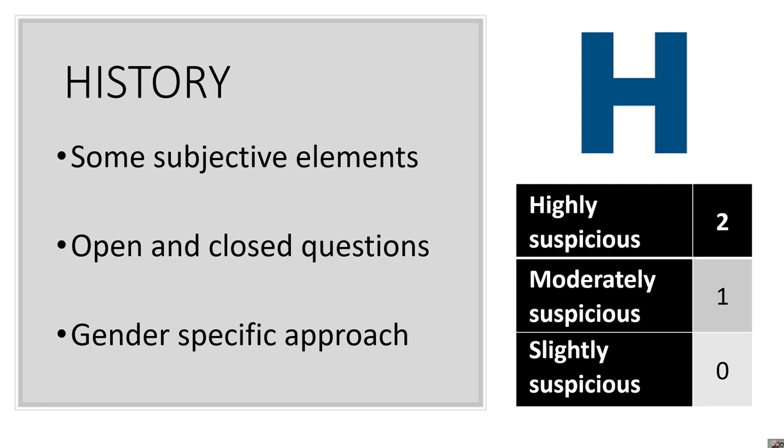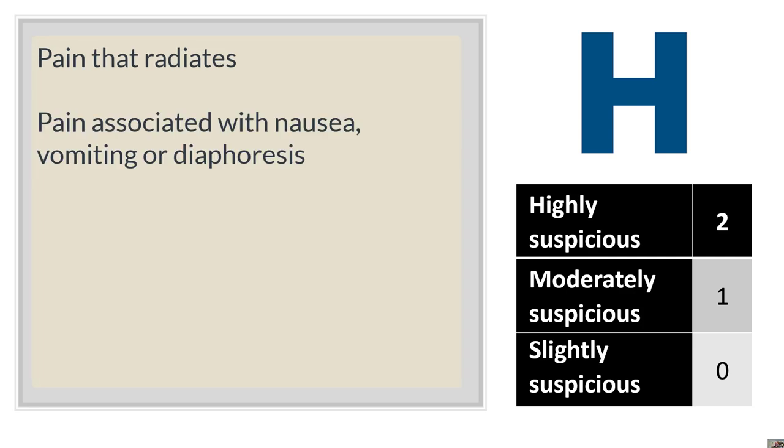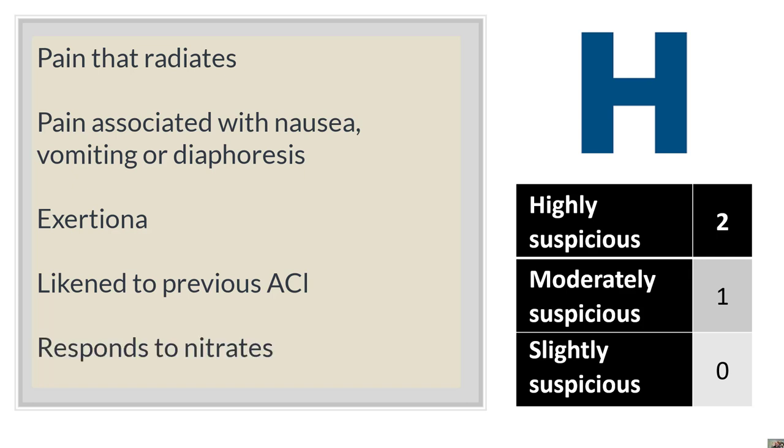High risk presentation in terms of pain include any pain that radiates, particularly if it's going to the jaw, arm, or shoulder. If the pain is described as a pressure or a discomfort and it's associated with nausea, vomiting, or diaphoresis. If the pain is exertional, in terms of it occurs at particular forms of physical or emotional stress, or if it's pain that can be likened to a previous acute cardiac syndrome presentation. And finally, pain that responds to nitrates. So the presence of any one of those factors will result in a score of 2 on the calculator.